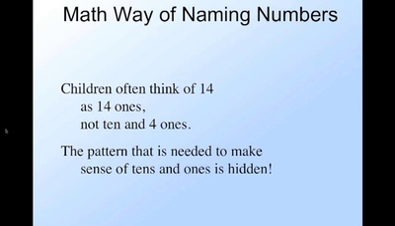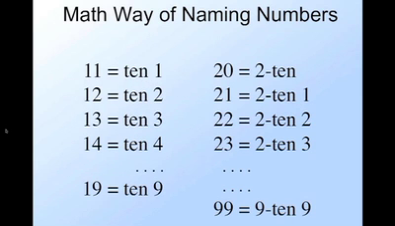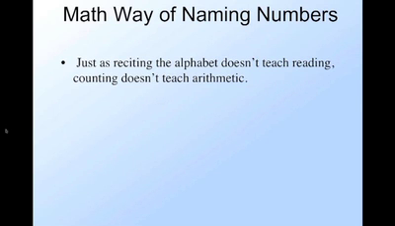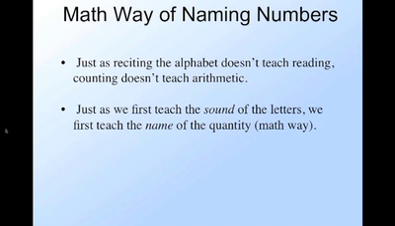Another thing that's very important and very different, especially in level B, is the math way of naming numbers. Children often think of 14 as 14 ones, not as 10 and 4 more. The pattern that's needed to make sense of the tens and ones is hidden within the language. So instead of calling it 20, we're going to call it 2-10. 21 is 2-10 1. 22 is 2-10 2.